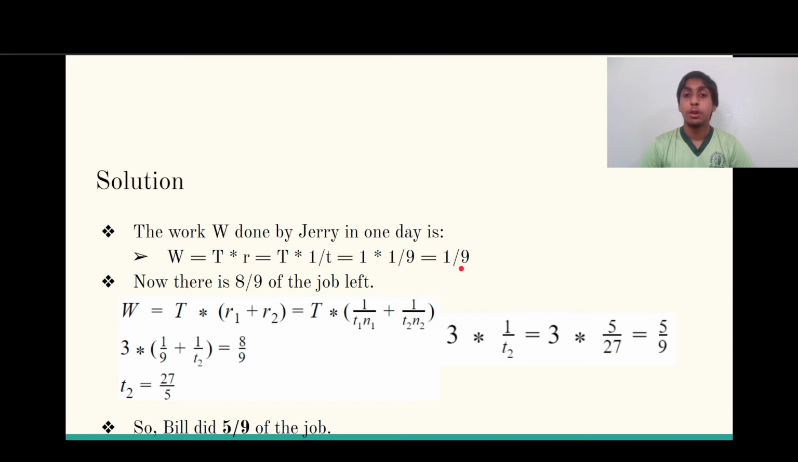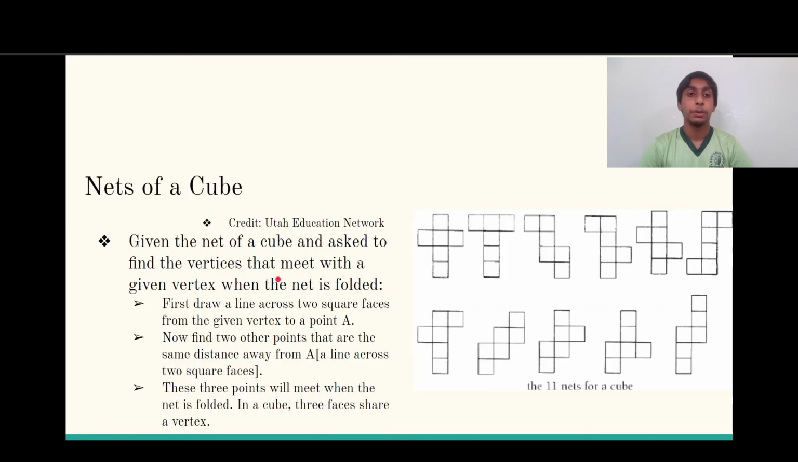Jerry did 1/9 of the job before Bill joined, and then Bill did 5/9 of the job once he joined. So here we use 2 different formulas, and then we solved for our T2, and then we just plug that back into our formula to find how much of the work W was done by Bill. Okay, so let's move on to our last topic.